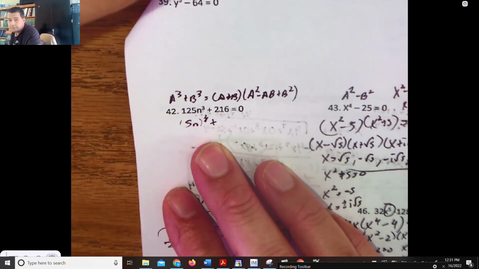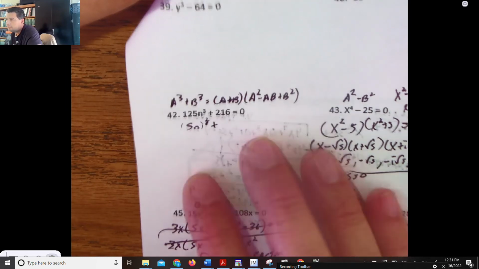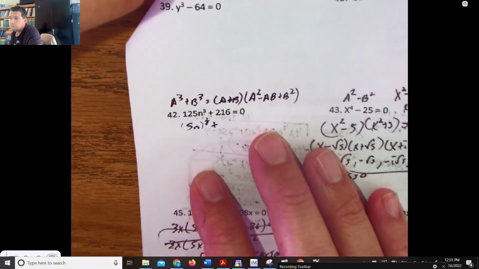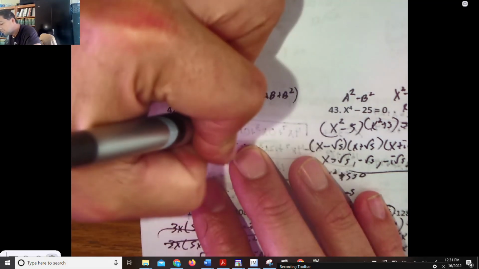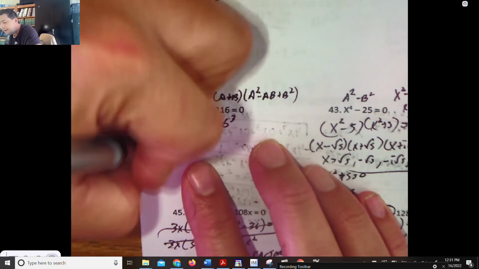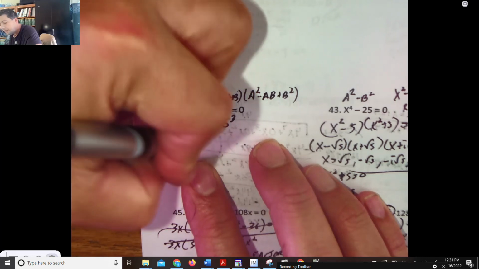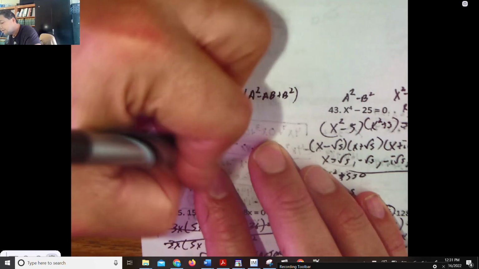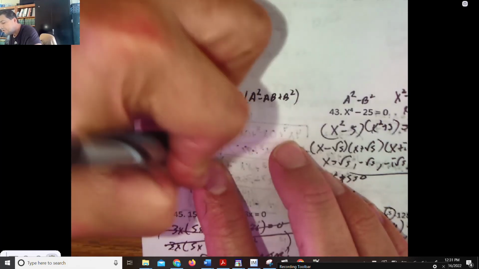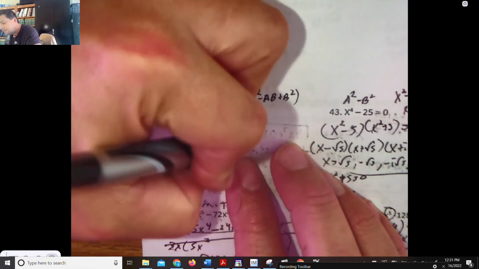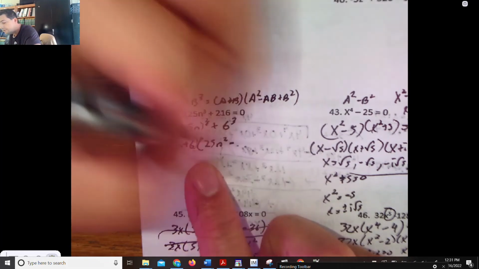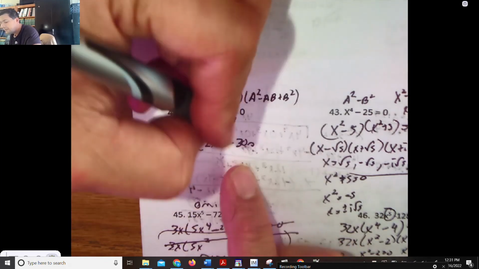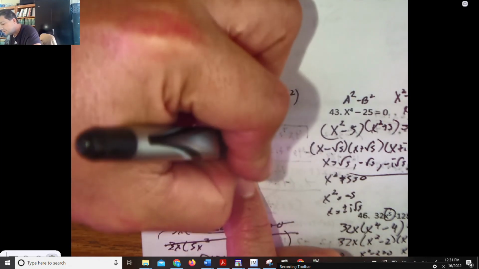What's the other one here? 216. It's not 4. It's 6. So my A is 5n, and my B is 6. If I square a 5n, I get 25n squared. I take away the product of 5 and 6, which is 30n, and then I square the 6 and get 36.